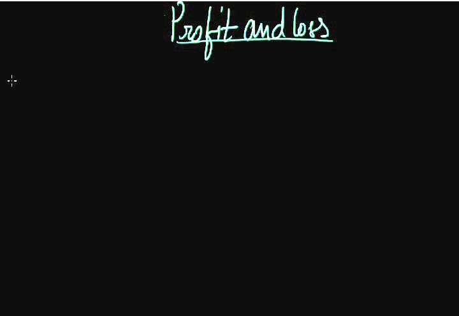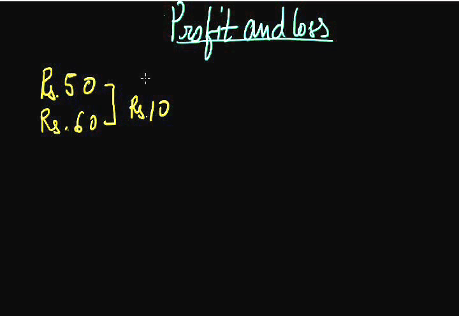If a man buys an article for rupees 50 and sells it for rupees 60, then here we can say that he has gained rupees 10. Since he has bought it for rupees 50 and sold it for rupees 60, how much is his gain? 10 rupees. This gain is called profit.